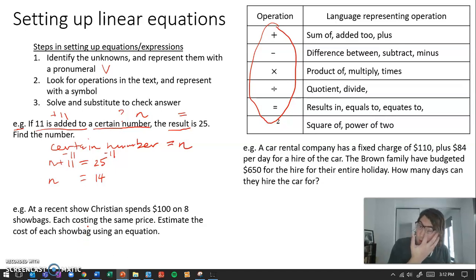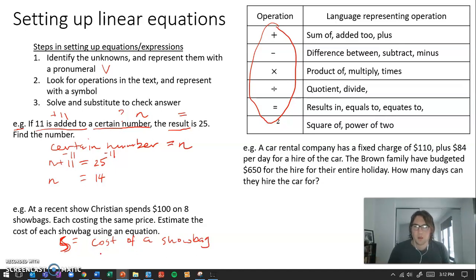At a recent show, Christian spends $100 on 8 show bags, each costing the same price. Estimate the cost of each show bag using an equation. So first step, I've got to identify what I don't know. Let's say S, it's a bit better because it's a show bag. S is equal to the cost of a show bag.